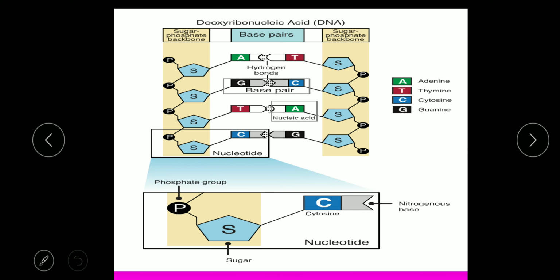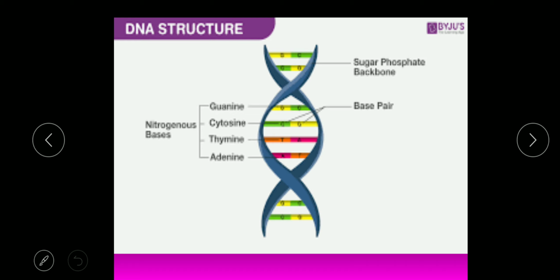Okay. Then again it is shown over here, the sugar phosphate backbone. The yellow colored part is the sugar phosphate backbone. Phosphate is outwardly placed and then sugar is placed. To the sugar, the nitrogenous base is attached. A pairs with T with 2 hydrogen bonds in between. G pairs with C with 3 hydrogen bonds between. Okay. And the sugar, the phosphate and the nitrogenous base all together are known as what? Nucleotide.